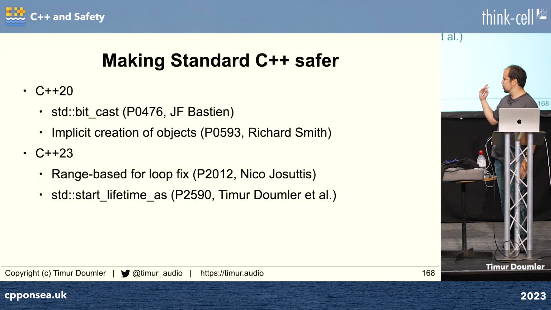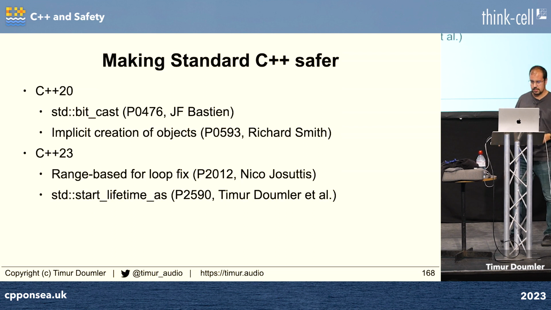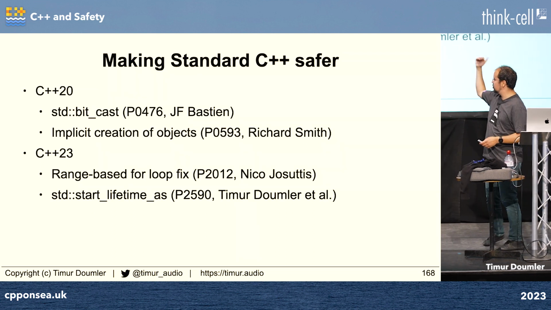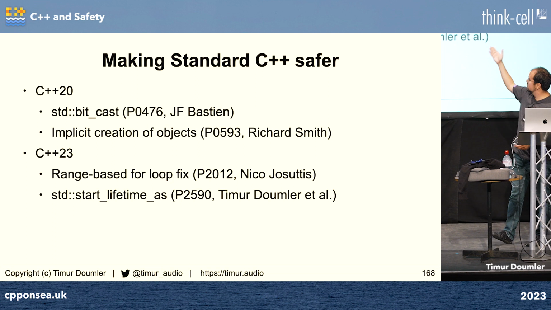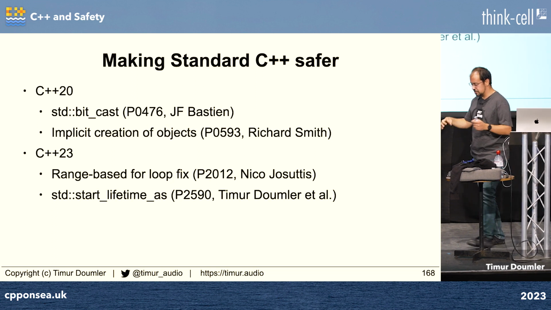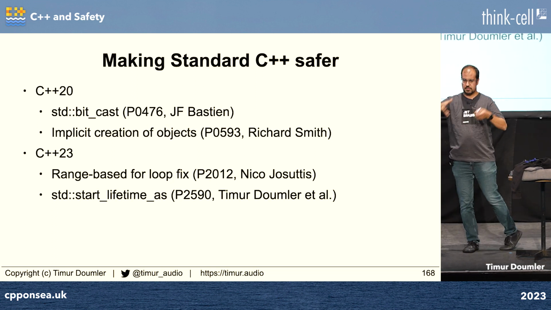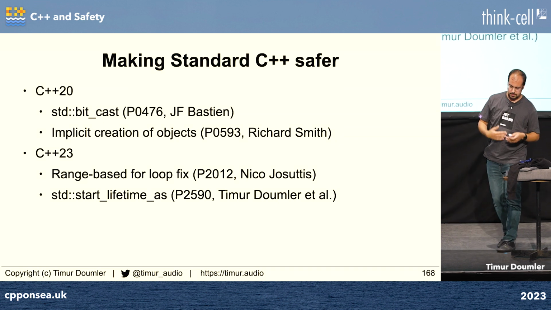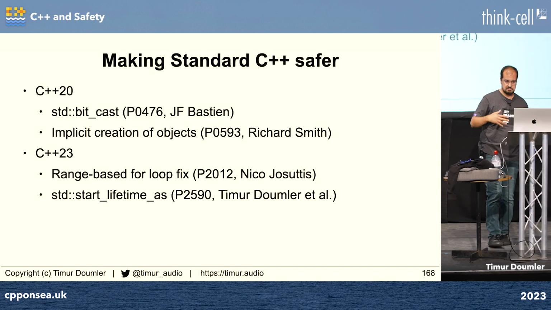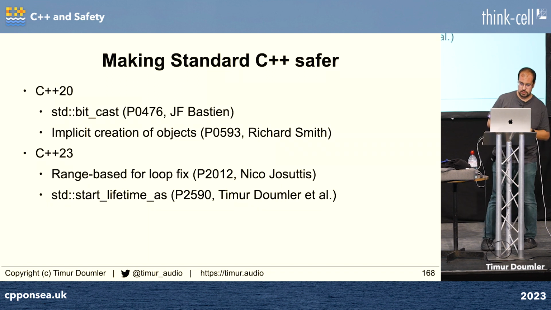And we've been doing this for a long time. And this is an ongoing effort, right? So there were J.F. Bastien's bitcast papers. Now we can do type punning safely. We have implicit creation of objects. So you can just cast the memory buffer to some object, and depending on whether the type has certain properties, it's just going to create an object magically for you. So it's no longer UB.